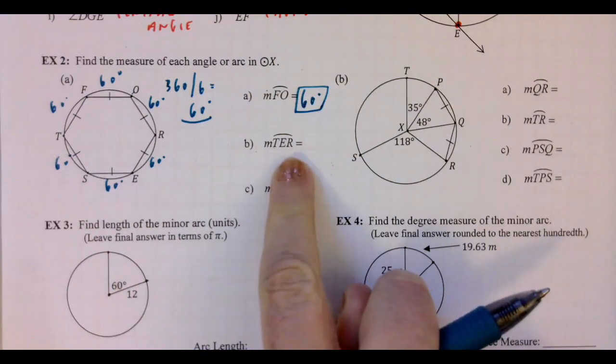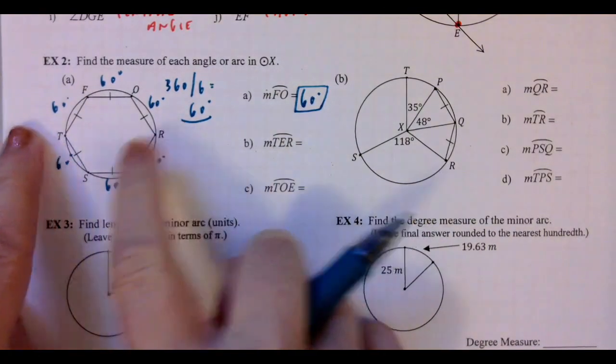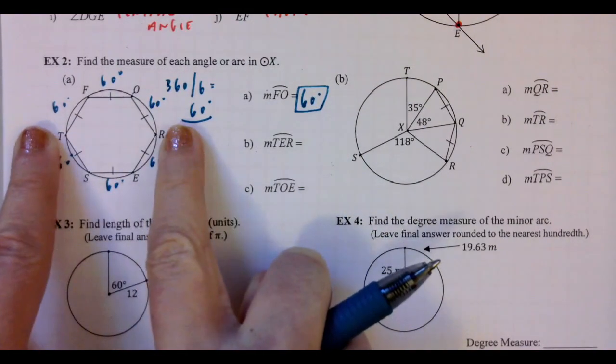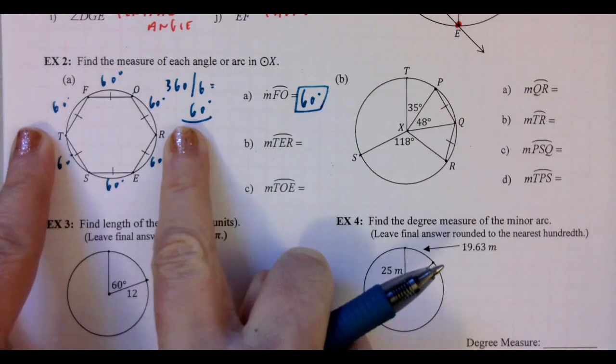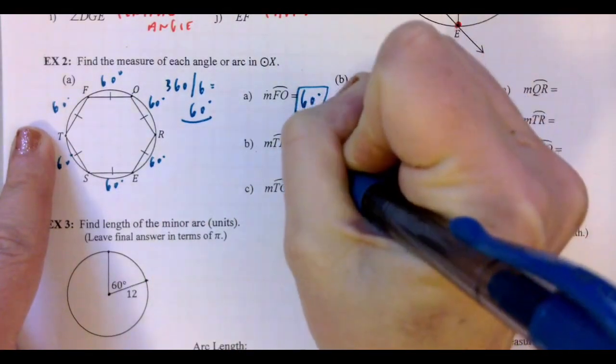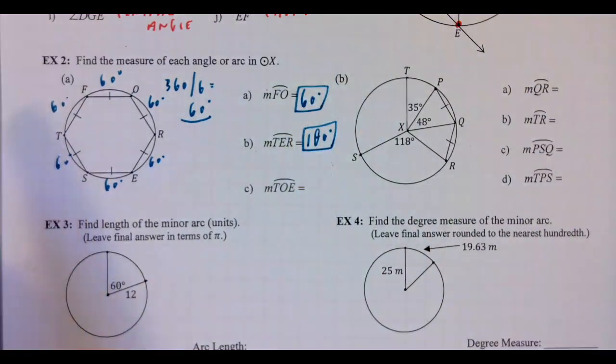TER, so T and R are the endpoints passing over E as we connect T to R. So that looks like half of a circle, right? That is 180 degrees. That's actually a semicircle, exactly half of the circle.